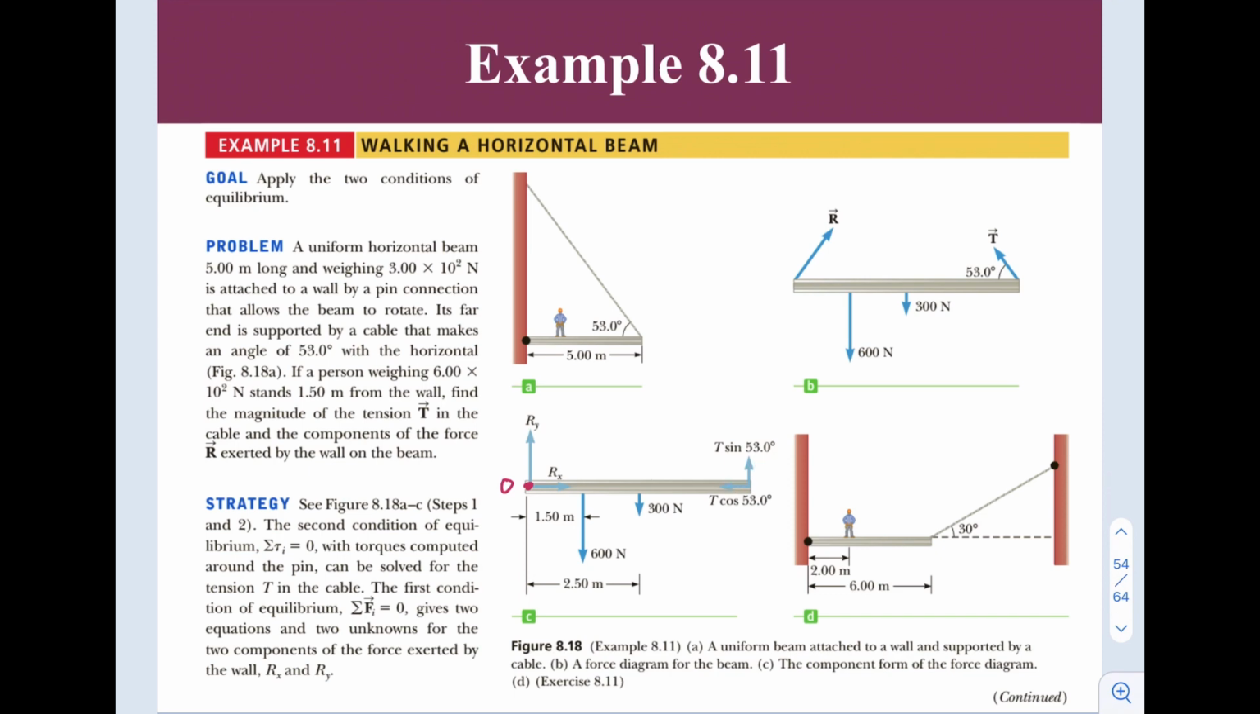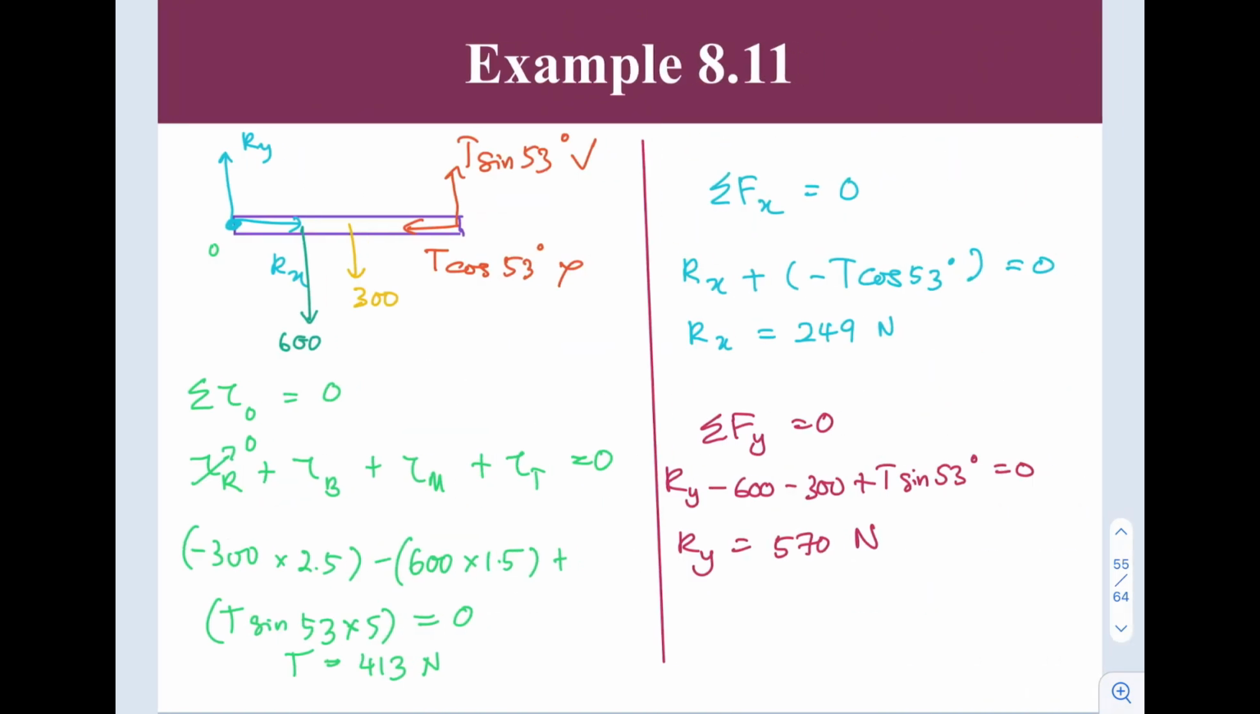So the one that is going to cause torque is T sine theta. The weight is in the counterclockwise direction. For the T here, it's counterclockwise direction. For the 300 Newton here, it's clockwise direction. For 600 Newton here, also clockwise direction.